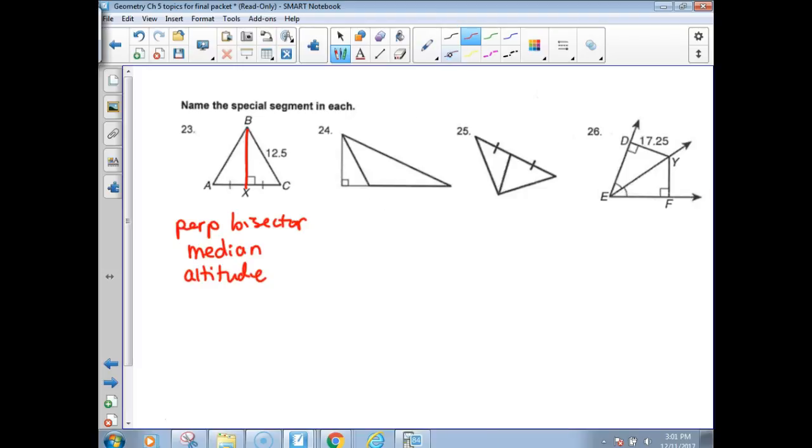Now, I will be much more specific on the final. I would not trick you like that, okay? But 24, I hope you can tell, what's this thing out here? That's an altitude. And then what is this segment in 25? It just goes from a vertex to the midpoint of a side. So median, I heard. And then this would have to be an angle bisector.